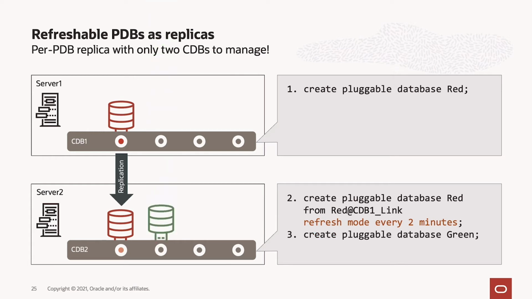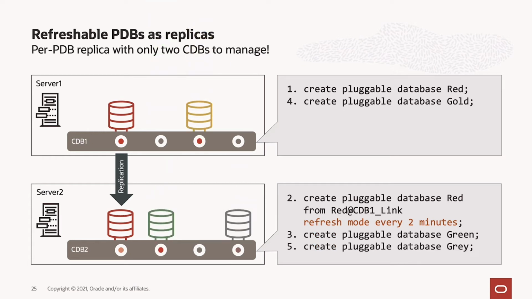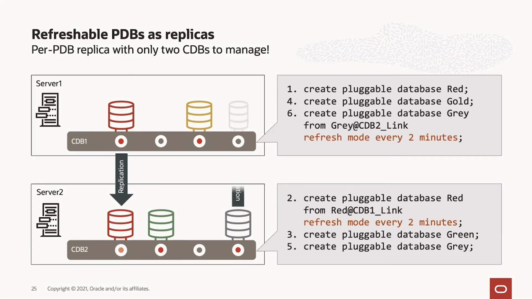We might add a few more PDBs: green in CDB2, gold in CDB1, grey in CDB2. No replicas are required for green and gold, but we want one for grey. And as simply as that, we have 2 pairs of replicas being refreshed in opposite directions between these 2 CDBs.